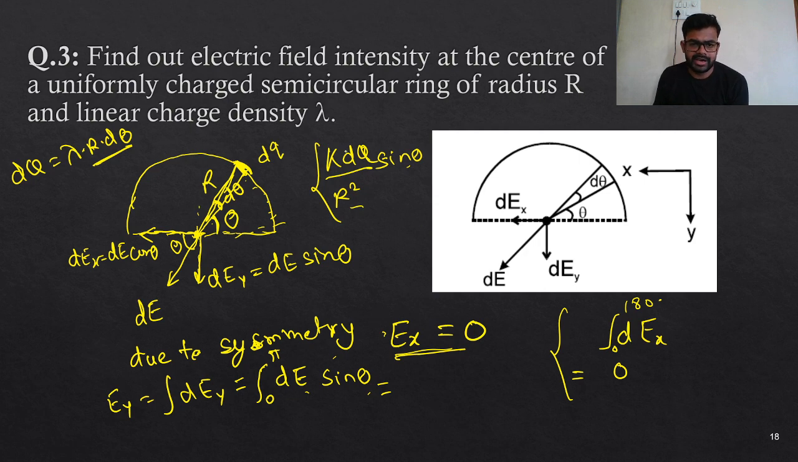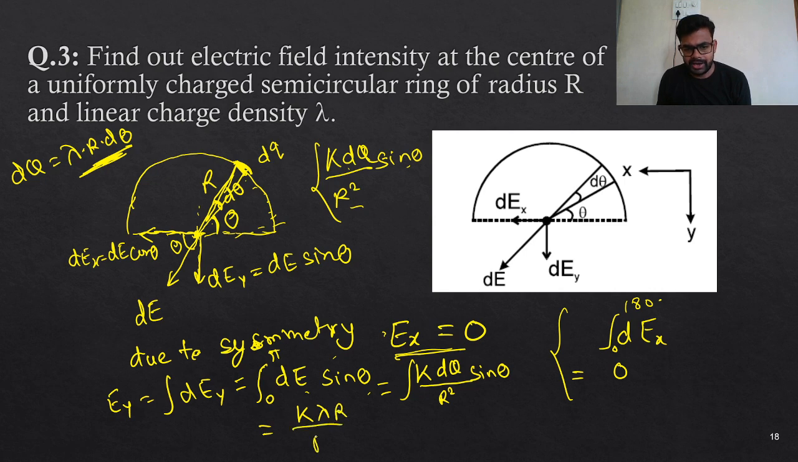Let us write it. This I have written for y direction only. So k, here I will write dq upon r square, and here you will write sine theta. It's integration. The value of dq you can write as lambda r d theta. So let us write it here: k lambda r divided by r square, sine theta, and d theta. Yes, so let us integrate it from 0 to pi.